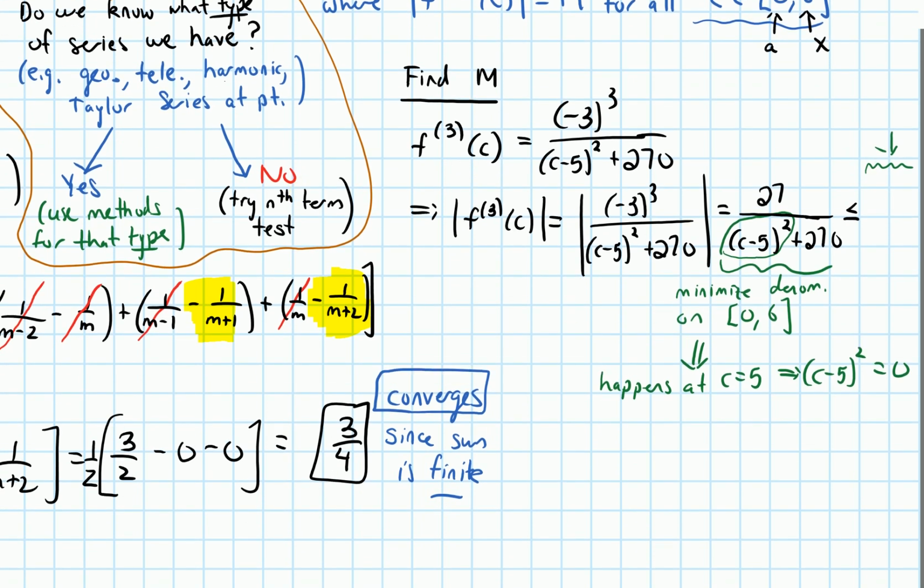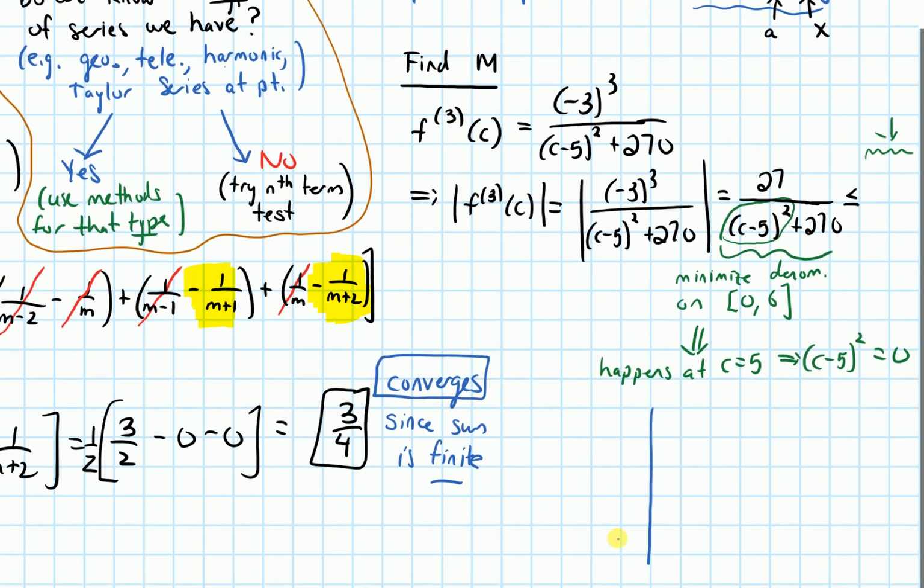The denominator here is simple enough to graph. It's a quadratic function, so the graph is a parabola, and I see the leading coefficient is positive. Let me start with the vertex, actually. The vertex would be 5, 270. 5, 270 is the vertex, and it's an upward-facing parabola. So the graph would look something like this. And we want to know where the minimum of that is on the interval from 0 to 6.